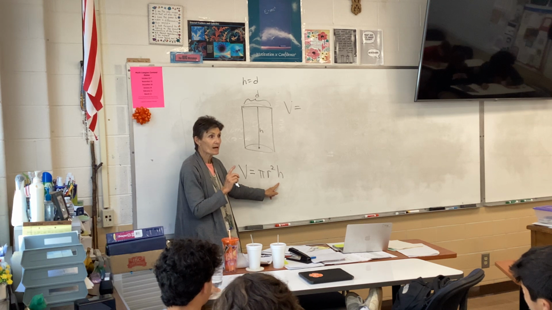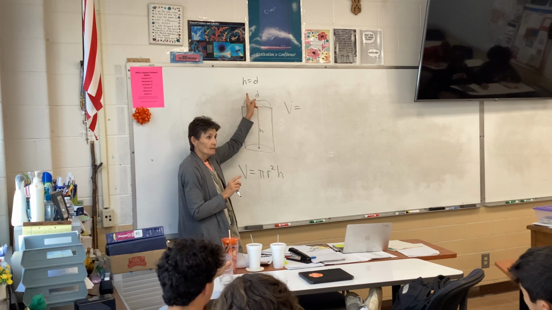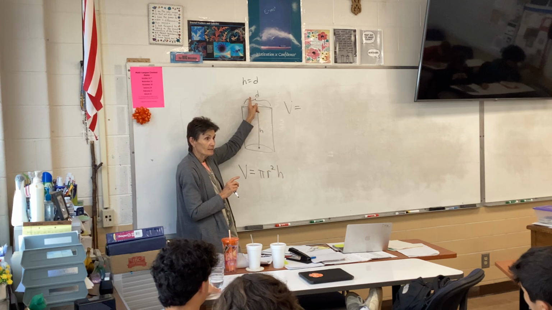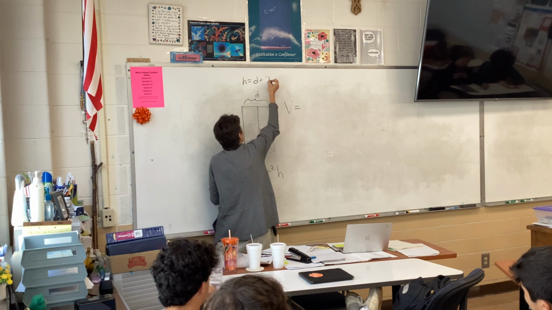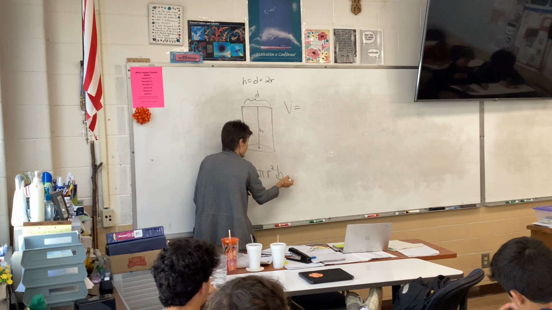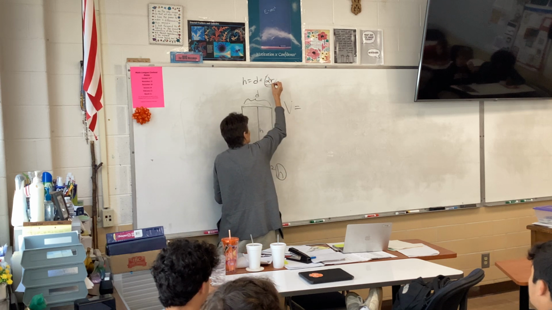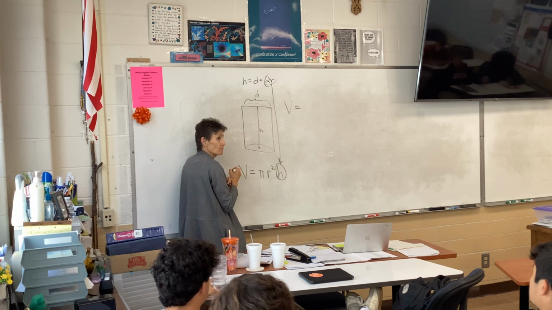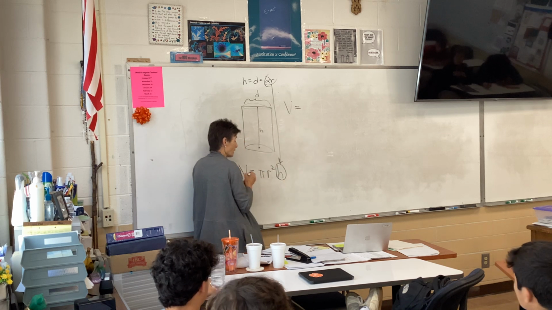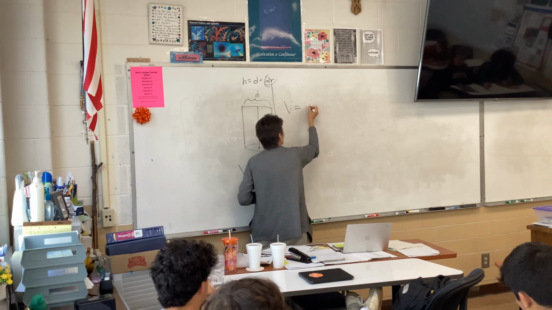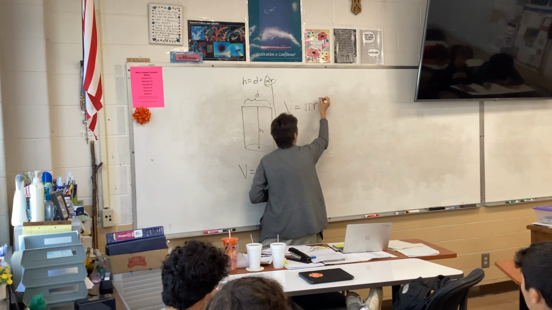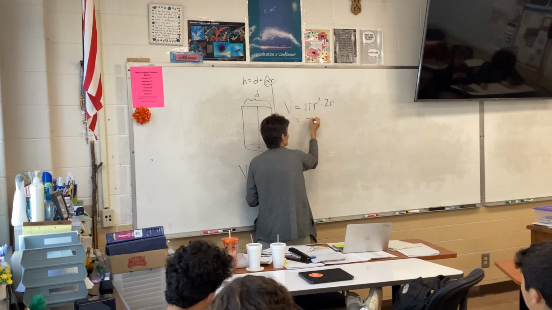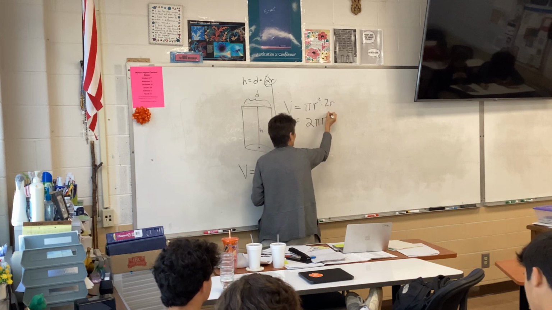Okay, can I do that? H is diameter, but what's diameter? Double radius. So I'm going to take the h out and replace it with double radius. And now what will my equation look like? V equals pi times what? R squared times 2r, which simplifies to 2 pi r cubed.